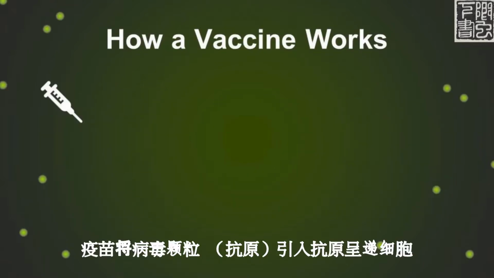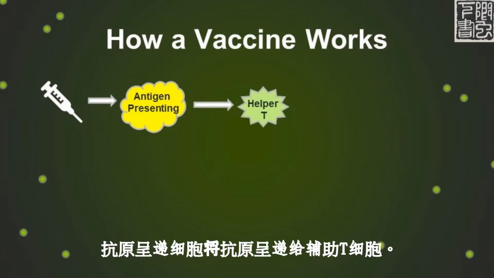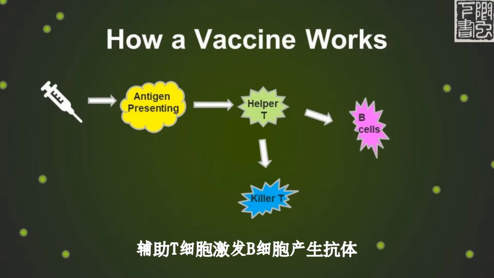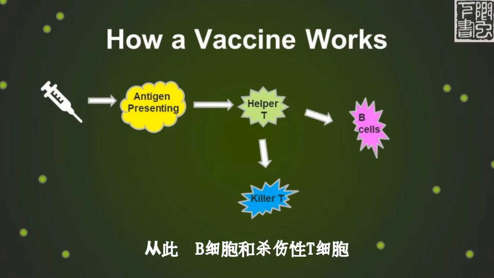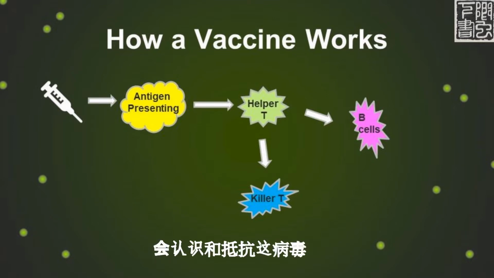A vaccine works by introducing viral particles or antigens to the antigen-presenting cells, and the antigen-presenting cells will present the antigen to the helper T cells. The helper T cells will then trigger B cells to produce antibodies against the antigen and activate killer T cells to kill the infected cells. In the future, the B cells and killer T cells will recognize and fight the same virus.